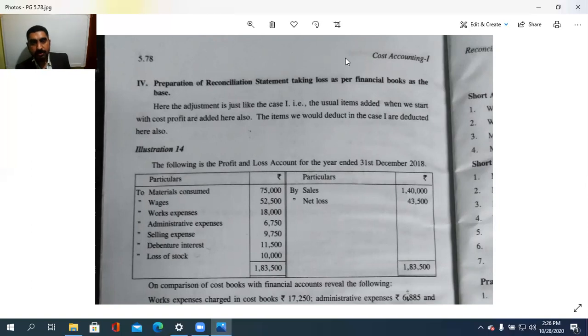So preparation of reconciliation statement taking loss as per the financial books as the base. So adjustment is just like case 1, that is, usual items added when we start with the cost profit are added here also, and the items we deduct in case 1 are deducted here also.